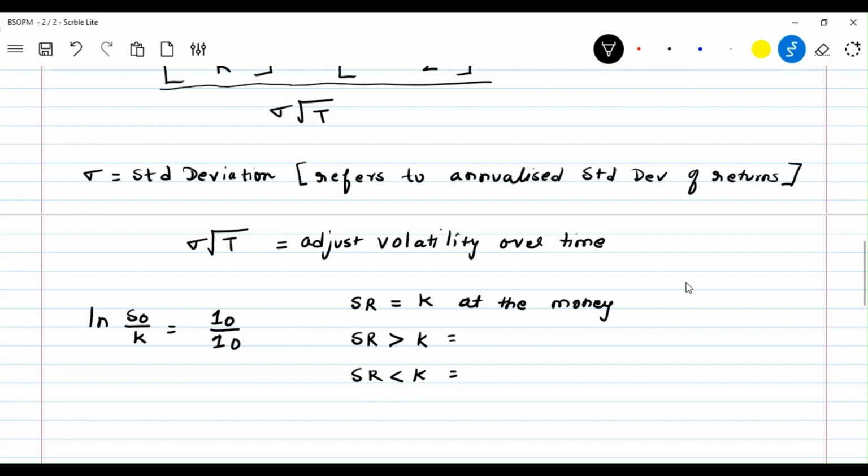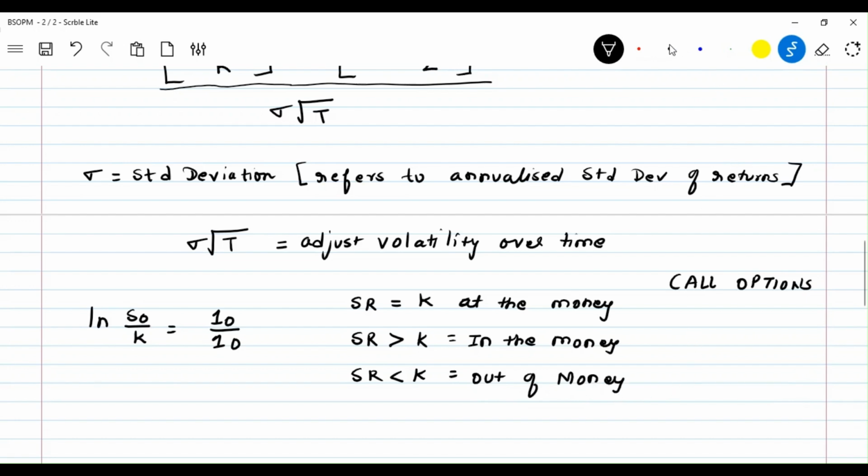Okay. And this is specifically for call. We are discussing it for a call option. So when your SR is equal to K, it is at the money. When your SR is greater than K, that's where you will exercise, correct? If your fear is coming true, that's where you will exercise. We call this in the money. Okay, in the money. This is always the moneyness of an option, and this is out of the money.